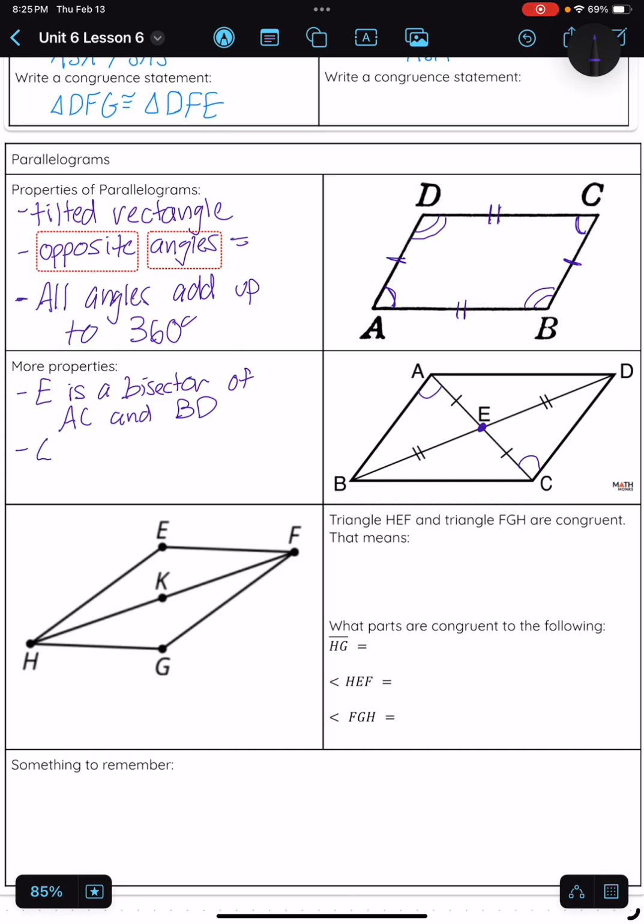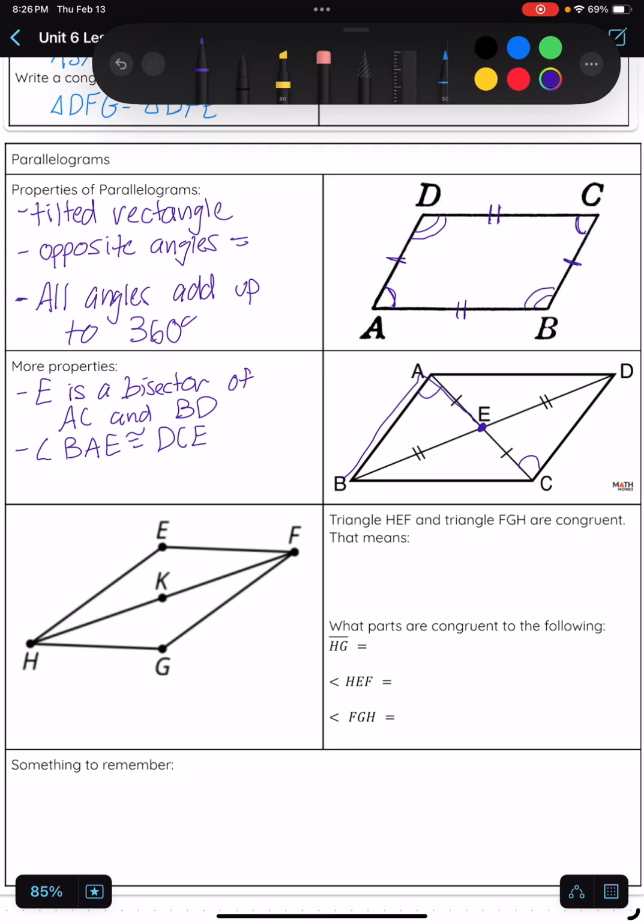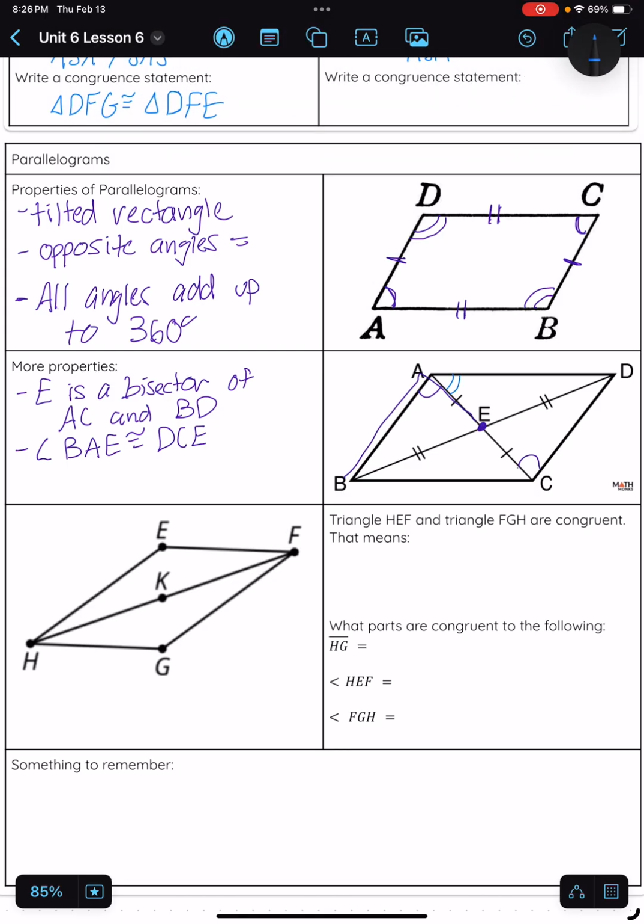So BAE, I'm going to start out here. BAE is congruent to DCE. So that part's congruent, but then also this part is congruent. So these are opposite interior angles that are congruent, or alternate interior angles is another way to say that.